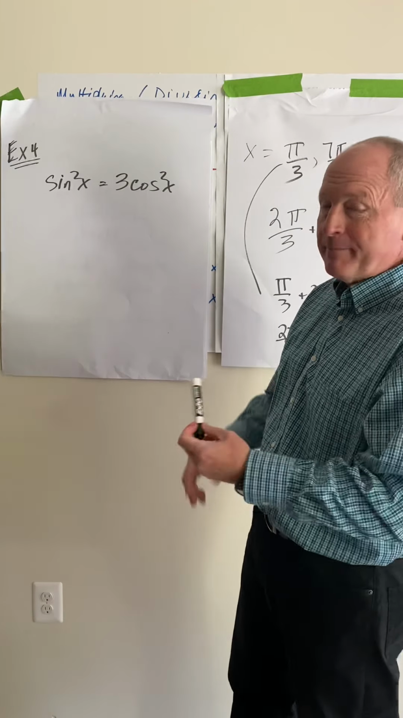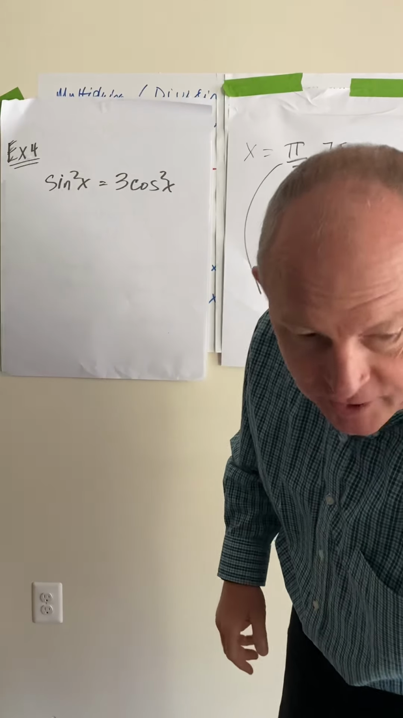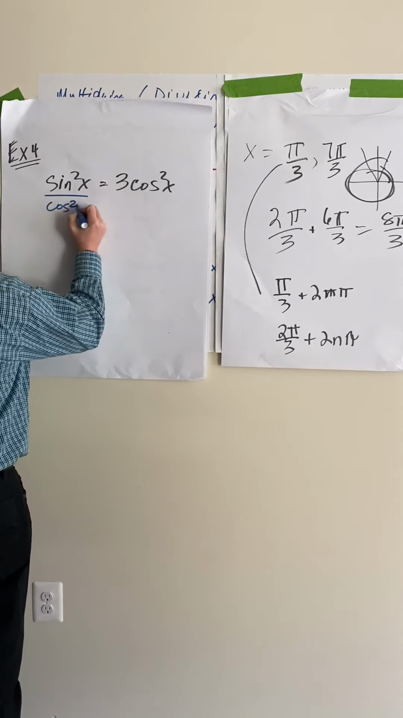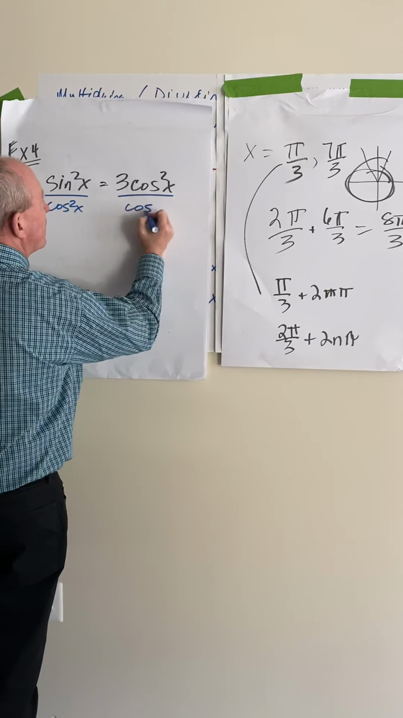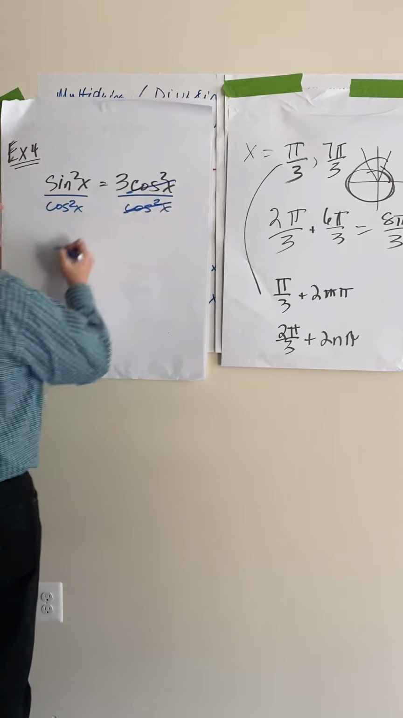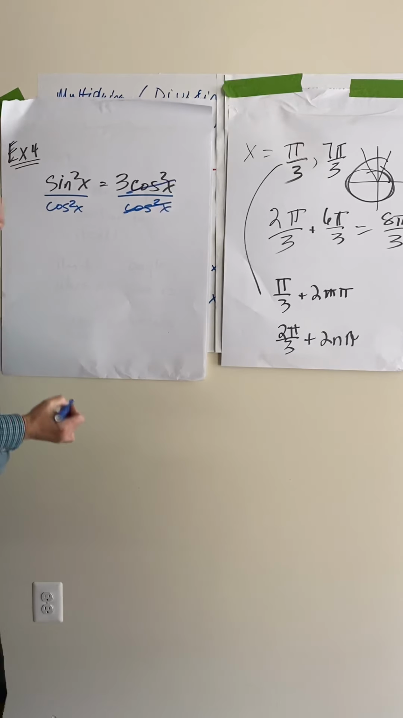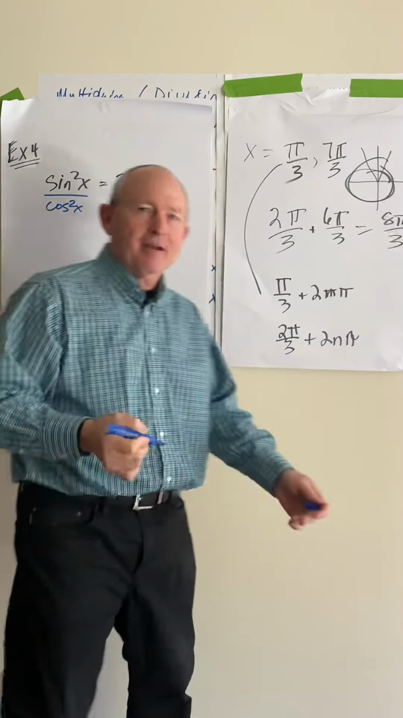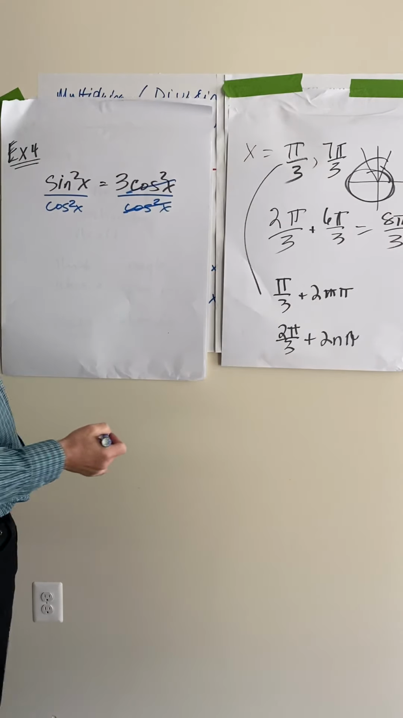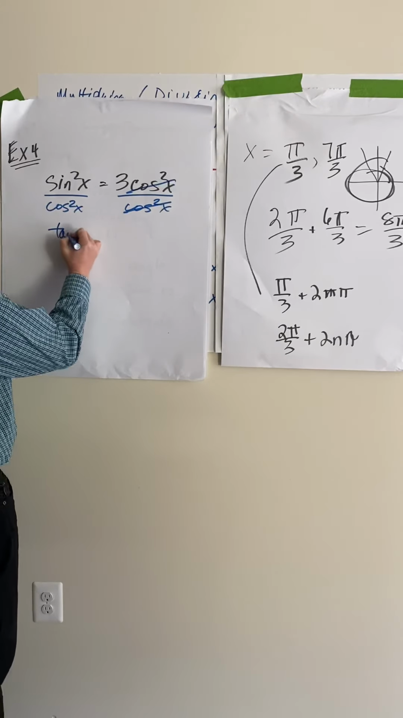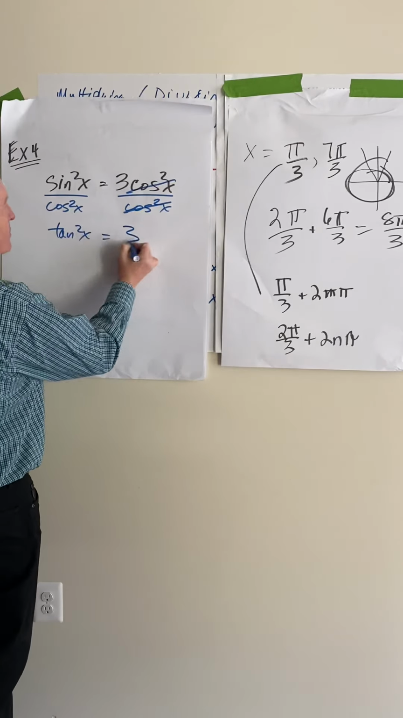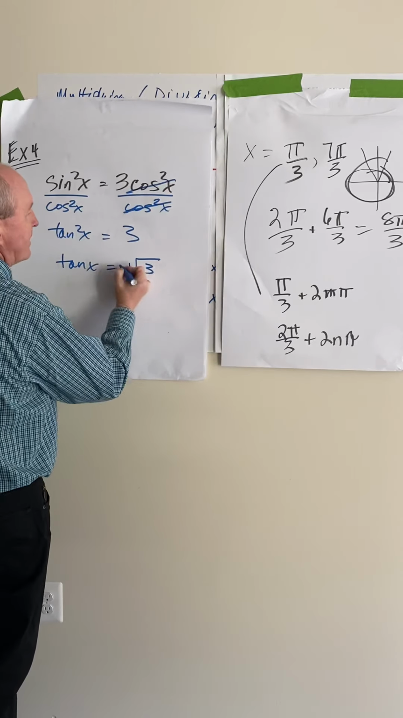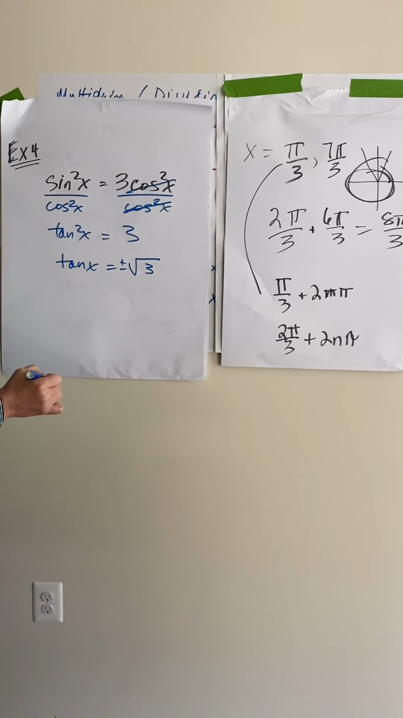What we're going to do is divide both sides by cosine squared. Change colors. Divide both sides by cosine squared. And we get, what's sine squared divided by cosine squared? Right, it's tangent squared. You guys are so smart. So this is tangent squared of x equals 3. That means that tangent of x equals plus or minus the square root of 3.